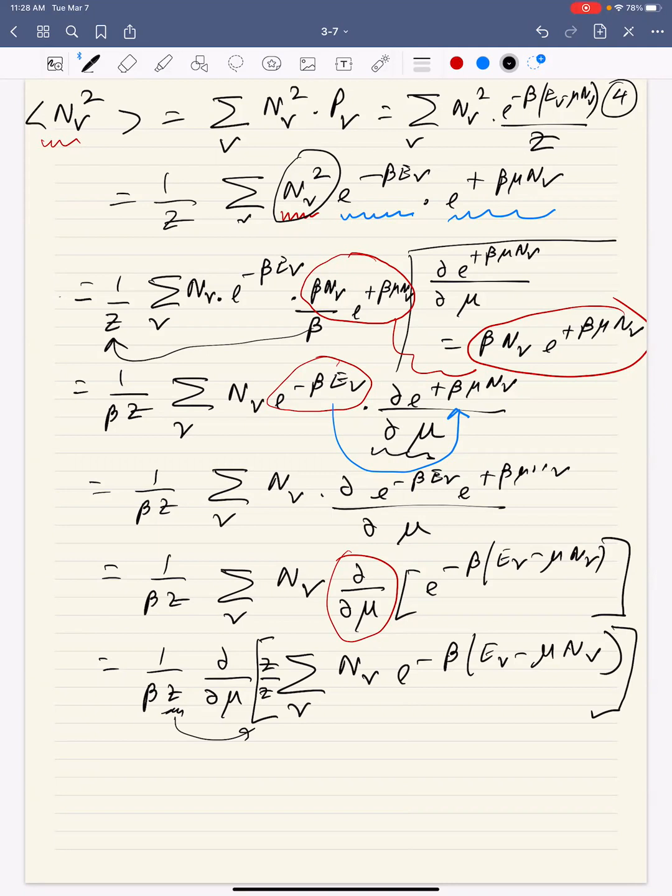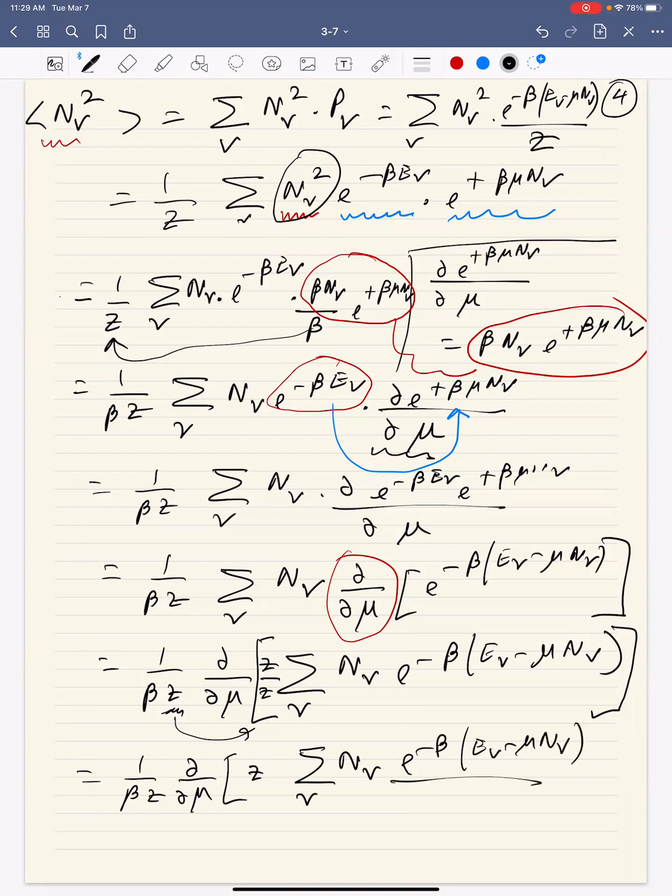But inside the derivative, I can do whatever I want. I divide and multiply by the same z. If I do that, we're almost there. This becomes partial by partial mu of z, summation nu n nu e to the power minus beta e nu minus mu n nu, divided by z. Is there something familiar here? What is this thing? That's n bar. We just got n bar once again inside, right?